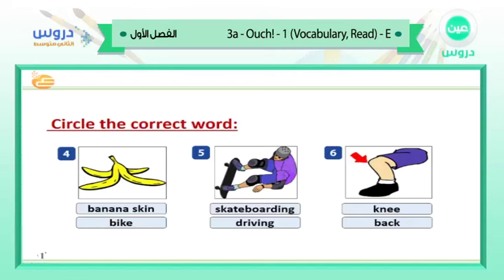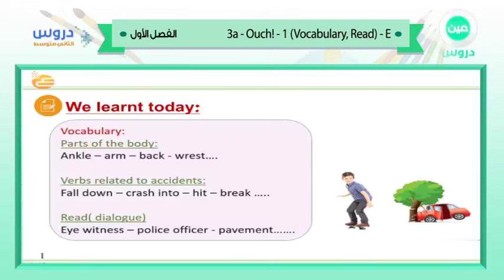Okay, let's complete, everybody. Banana skin or bike? This is, of course, a banana skin. Skateboarding or driving? Of course, it's a skateboarding. Knee or back? This is your knee, of course. Okay? Very good, very good, very good.